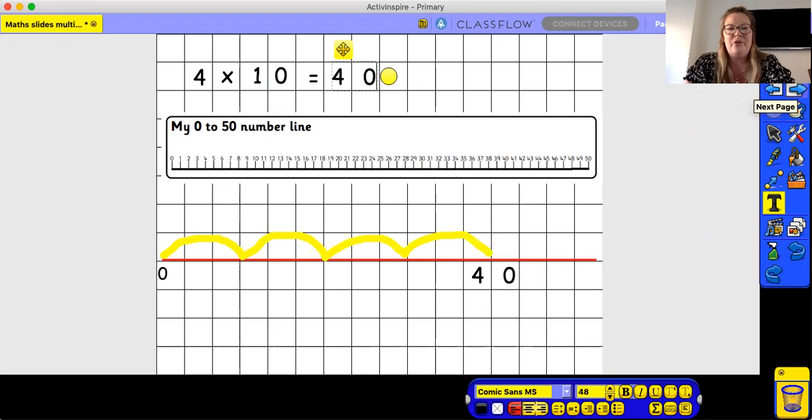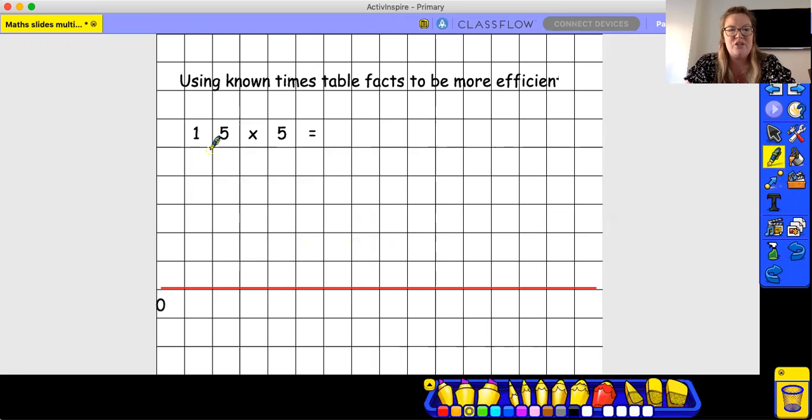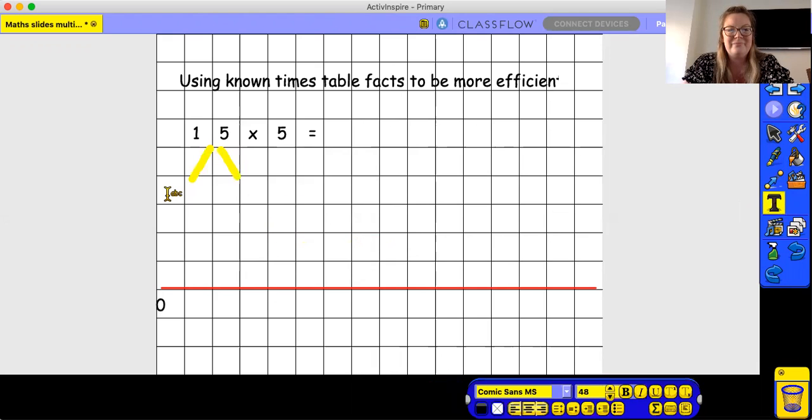We're now going to move on, a bit like we did yesterday, to using our times table facts to help us be more efficient. This time, we're solving 15 lots of 5. However, I know that you are really good at partitioning numbers. Let's partition 15 into 10s and 1s. Tell your adult the answer now. Well done. We've got 1 lot of 10 and 5 1s.